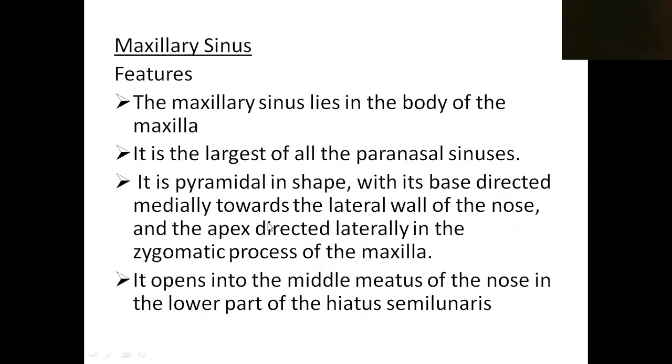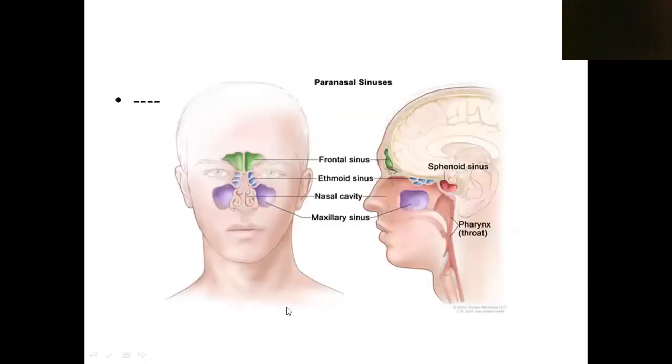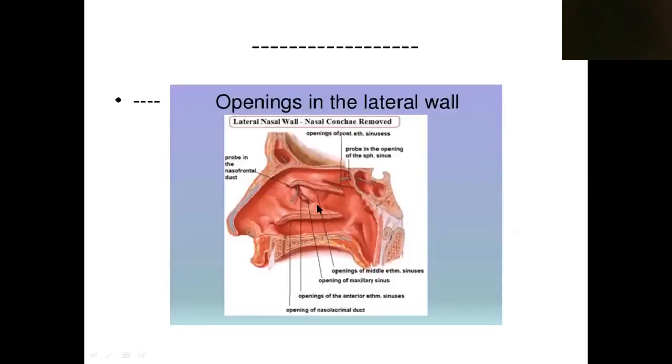We are going to discuss the details one by one. So it is a pyramidal shaped space. Base is directed towards the lateral wall of the nose, and apex is directed towards the zygomatic bone. Then it opens into the middle meatus of the nose. See, here we already saw the posterior end of the hiatus semilunaris. This is the opening of the maxillary air sinus. So this sinus also opens into the middle meatus.